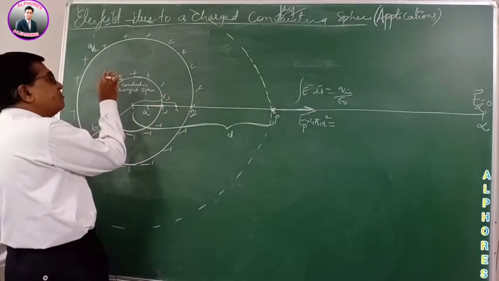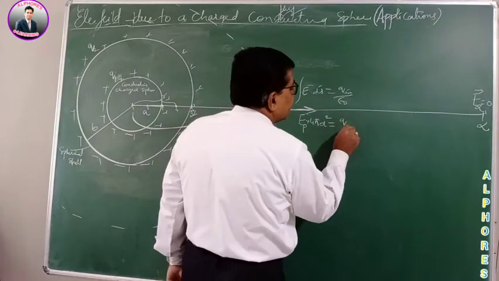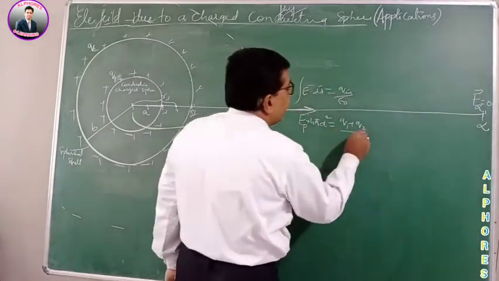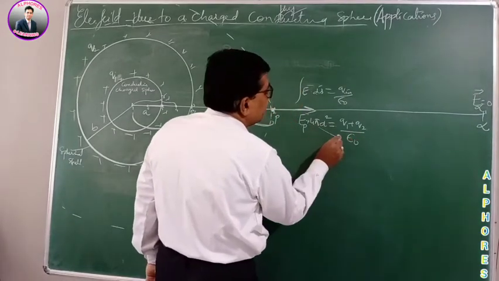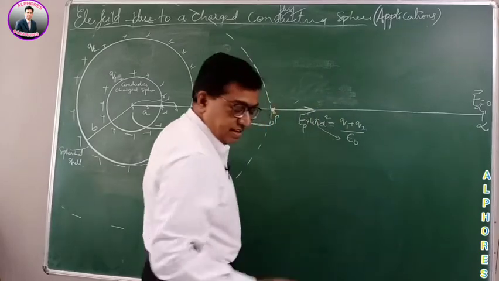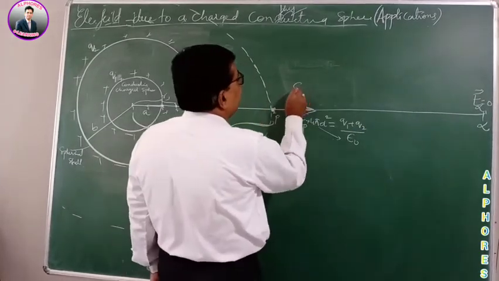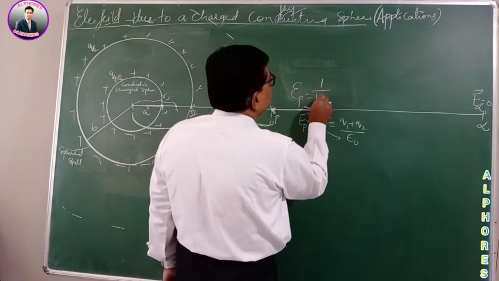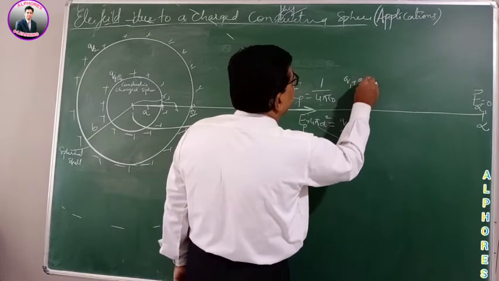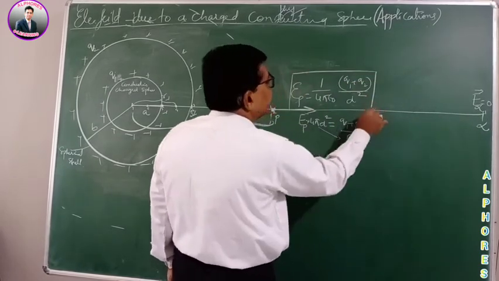Charge on the conducting sphere is Q1, charge on the spherical shell is Q2. So the total charge is Q1 plus Q2 by epsilon naught. So getting this down, the electric field at the point P, E_P, is 1 by 4 pi epsilon naught, Q1 plus Q2 by d square. This is the formula for that.